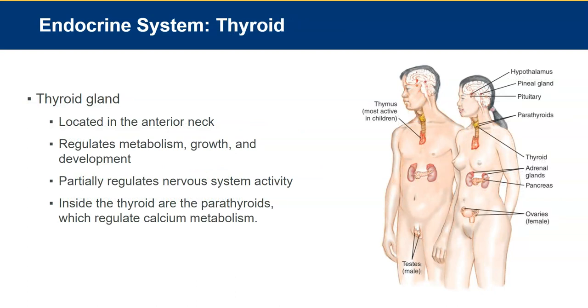We find the thyroid gland in the front part of the neck, and that's tied to metabolism and development as well. But then also the parathyroids are inside the thyroid gland, and they regulate calcium metabolism.